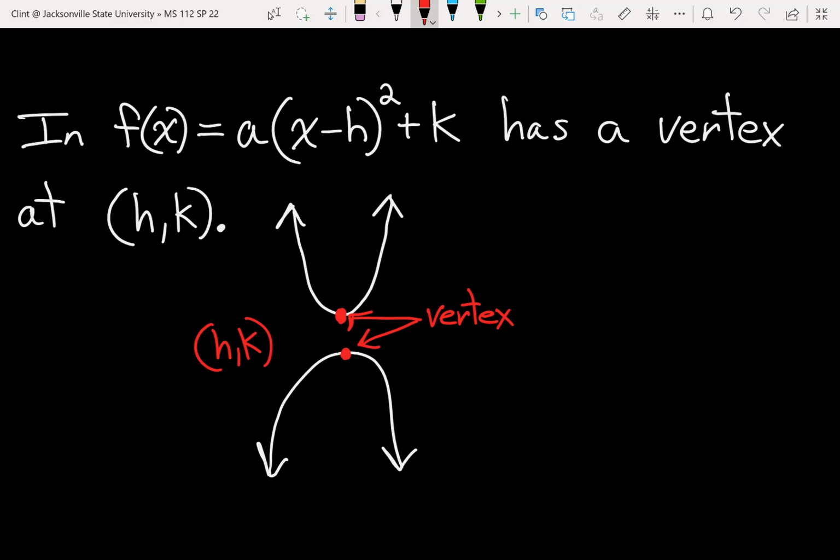One thing to notice is we're subtracting h, and then our vertex has an x coordinate h. So you have to treat the sign, take the opposite. The one on the outside, you just keep whatever sign it has. So this is plus k, I get k.